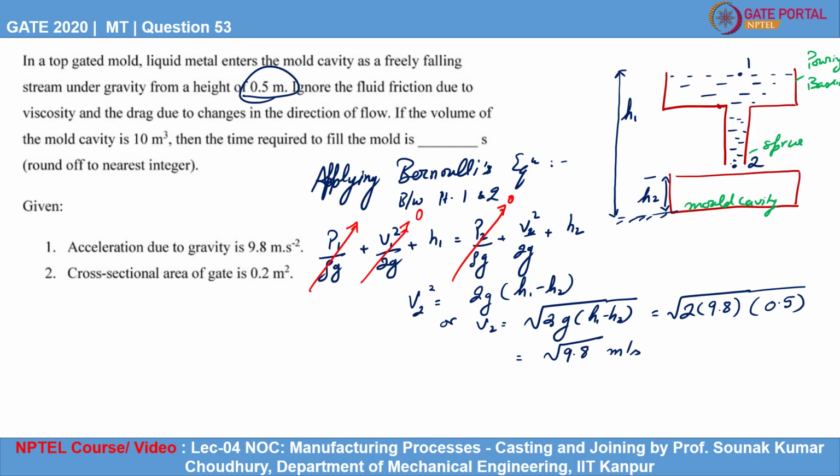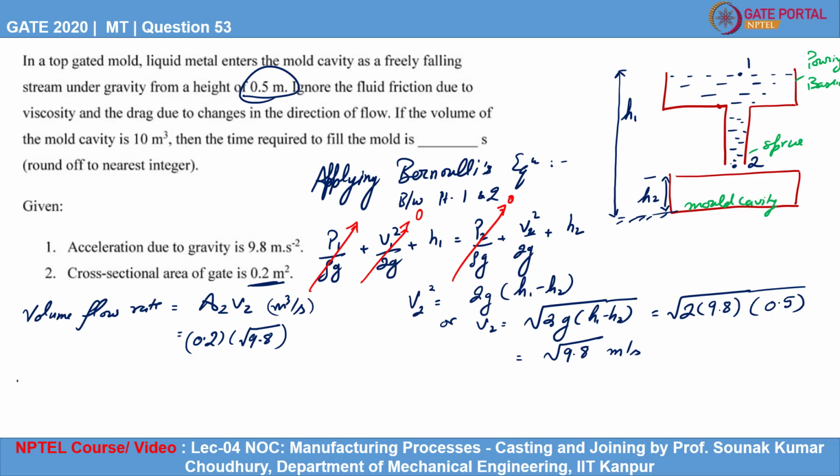Now we are required to find the time required to fill the mold cavity. So what is the volume flow rate? Volume flow rate is given as A2 into V2, that will be meter cube per second. What is A2? A2 is 0.2 meter square. V2 we just found, under root 9.8 meter per second. So that will give us the volume flow rate.